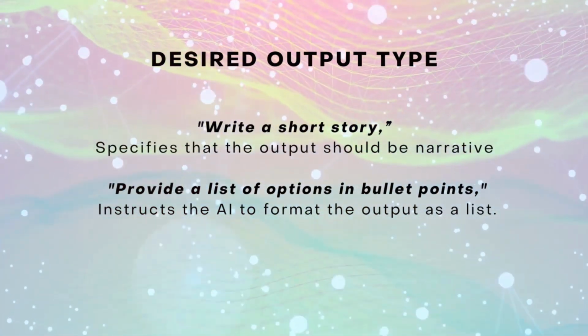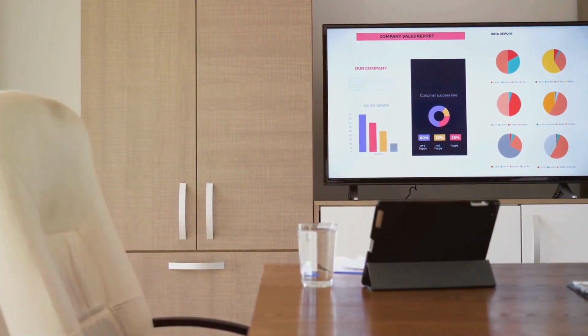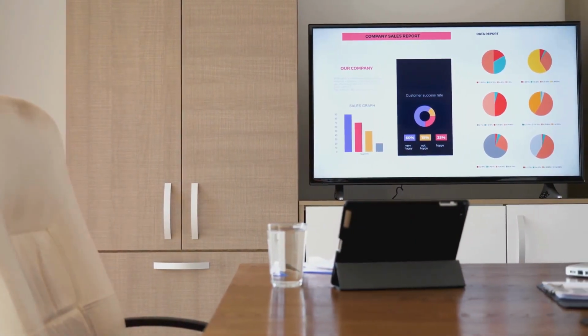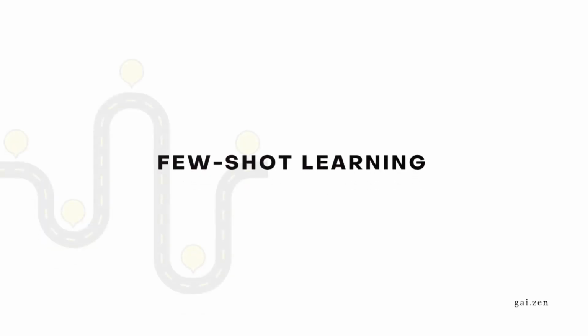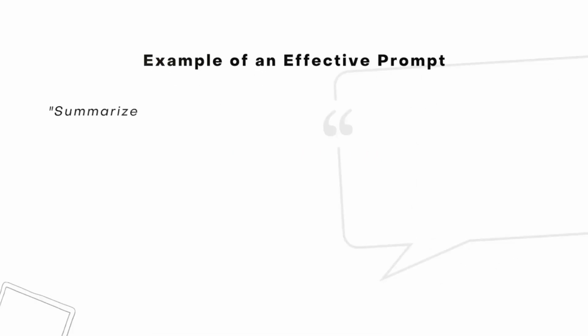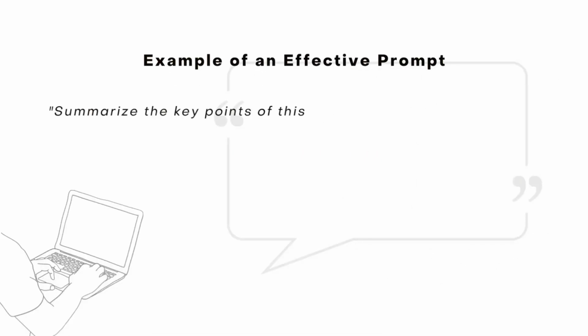Knowing the desired output type helps the AI tailor its response to the format you need, increasing the usability of the result. In addition, providing extra examples or references gives the AI a benchmark to follow, improving the accuracy and relevance of its response. We'll take a look at this in a technique called few-shot learning in the next part of this video. Let's wrap up this section with an example of an effective prompt.